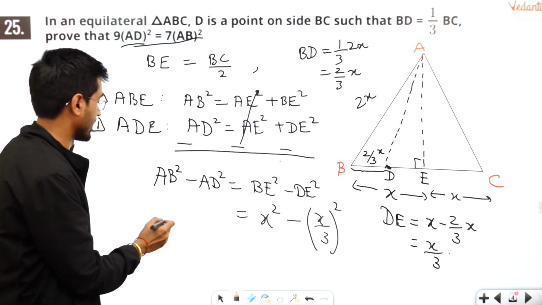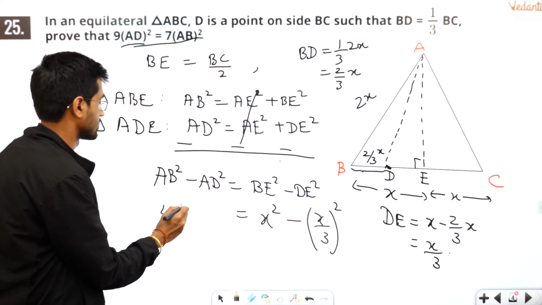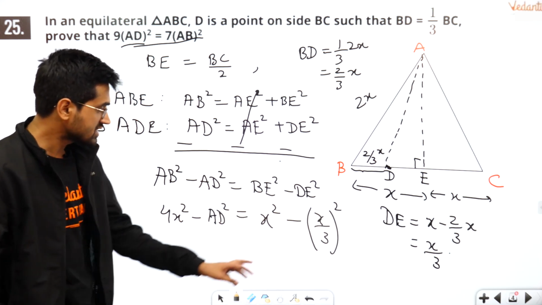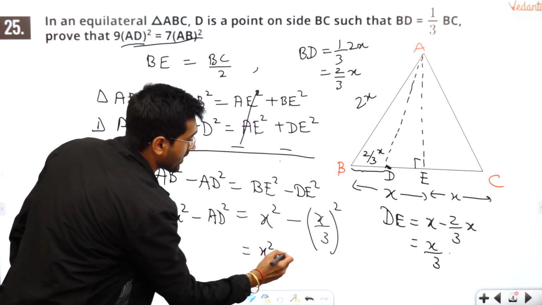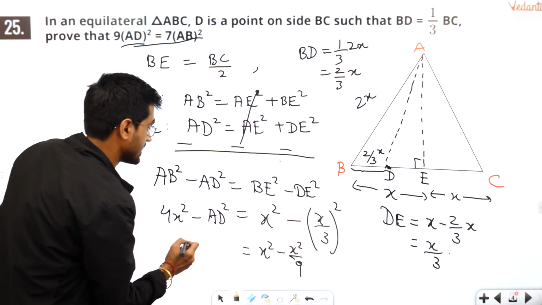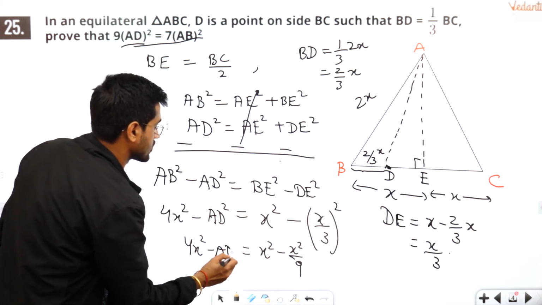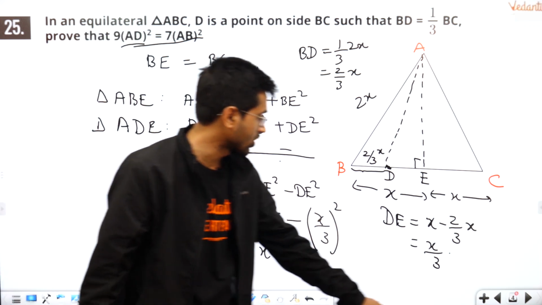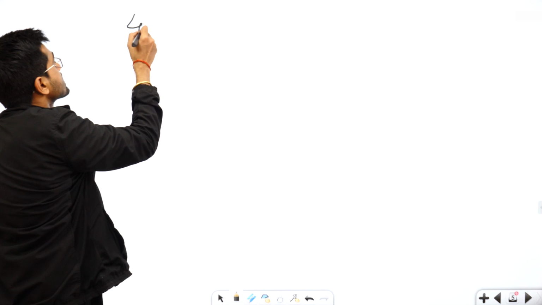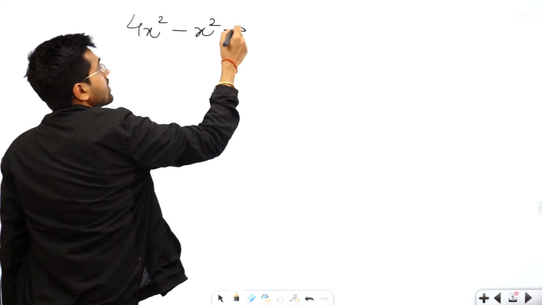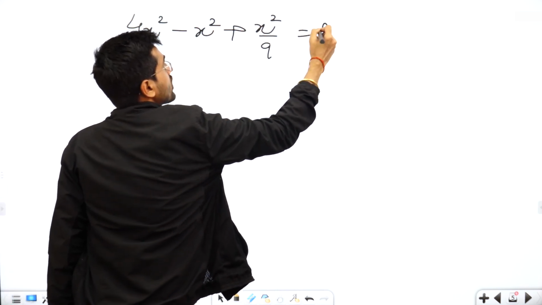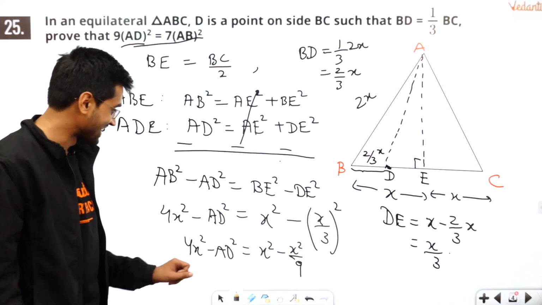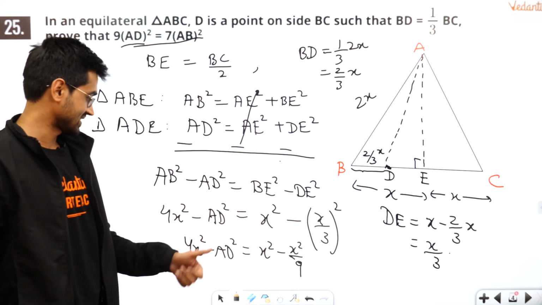So what is AB? AB is 2x. So it is 4x square, minus AD square, with the whole square. Now just simplify this, you will get x square minus x square by 9, and this will be 4x square minus AD square. So you bring all the terms of x square here, send AD square on the right hand. 4x square minus x square plus x square by 9 is equals to AD square. Let us check whether we have written the correct thing. We should. That's important. So minus x square plus x square, and that's correct.